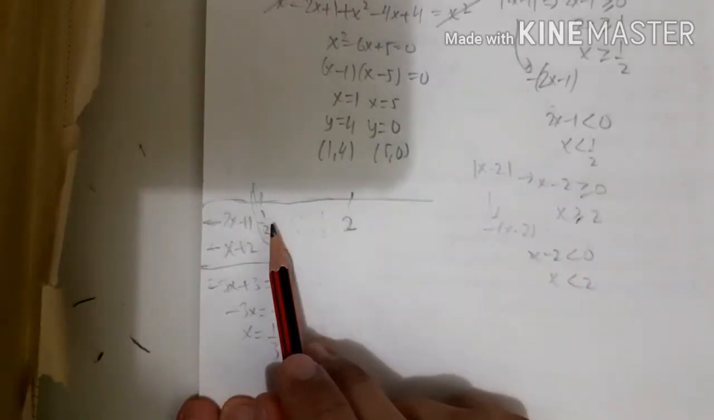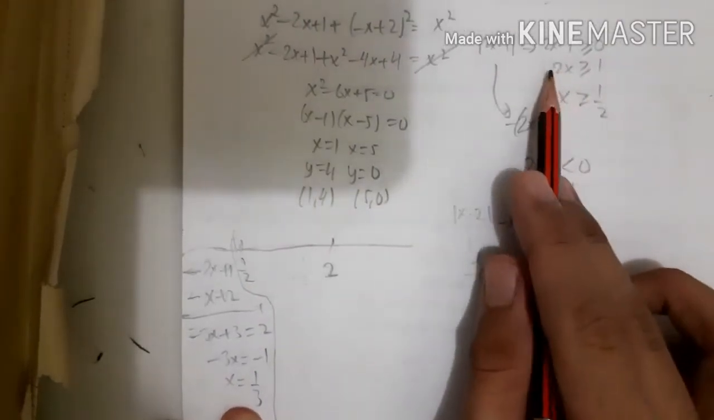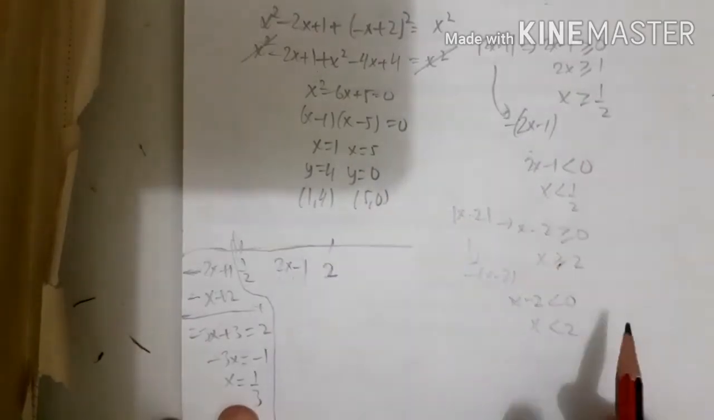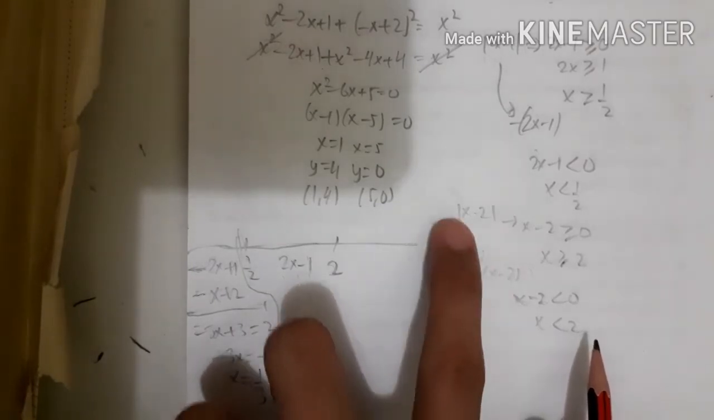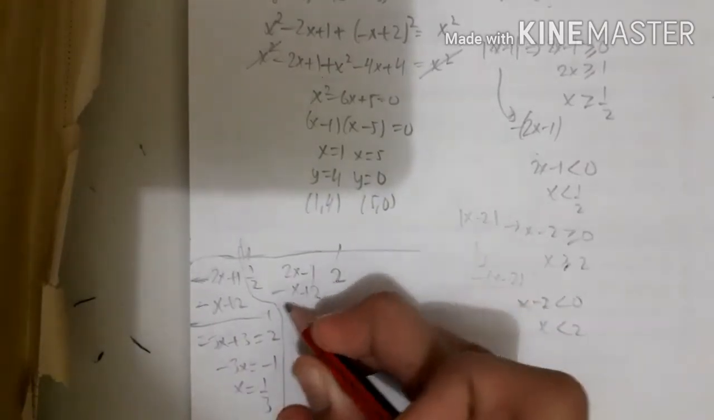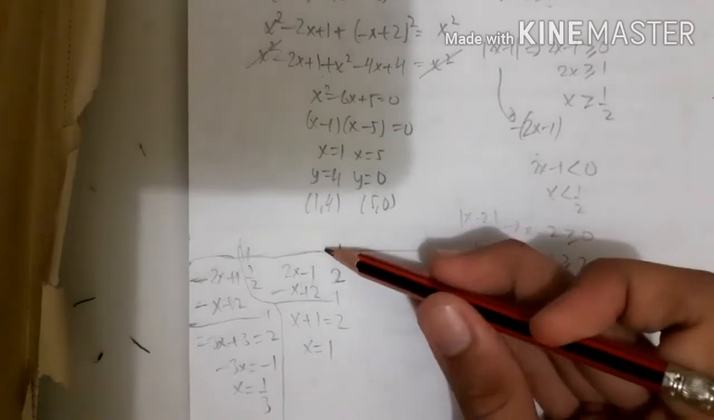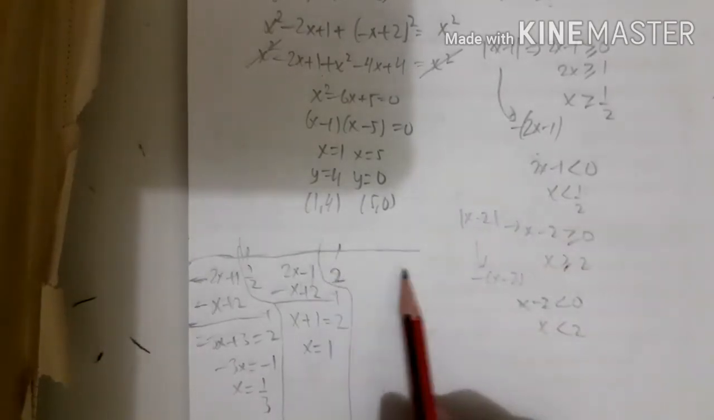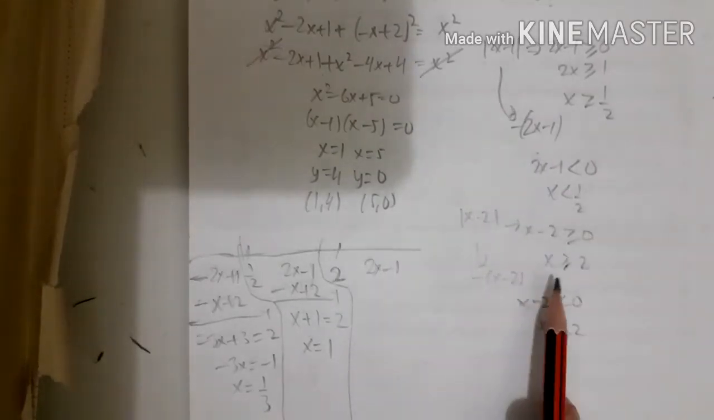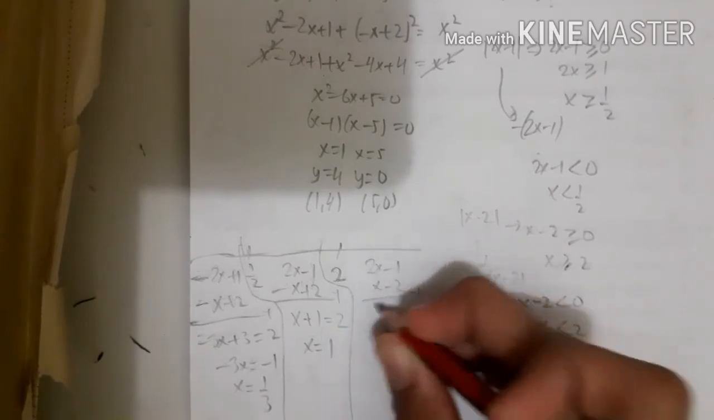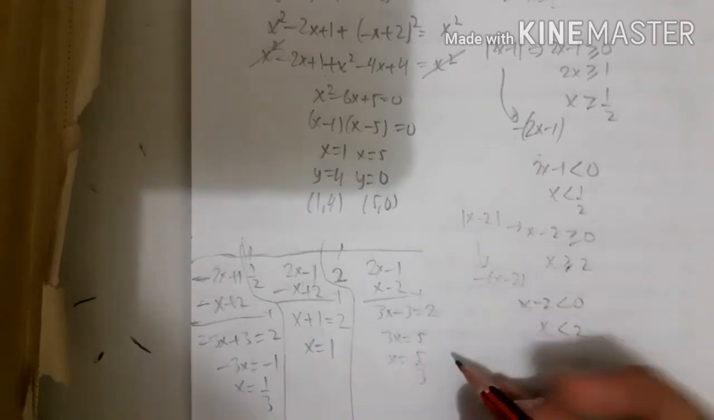And then for the interval between half and 2, for greater than half, it is the positive value of 2x minus 1, so that is 2x minus 1. And for the value greater than half and less than 2, it is still the negative value of x minus 2, so this is minus x plus 2. If we add up, that will be x plus 1 equal to 2, so x is 1. And then finally, for the value greater than 2, that must be the positive of 2x minus 1, and this is the positive of x minus 2. This is 3x minus 3 equals 2, so 3x equals 5 and x equals 5 over 3, right?